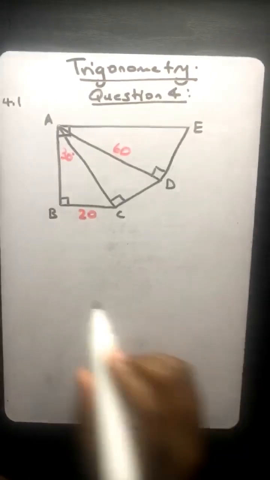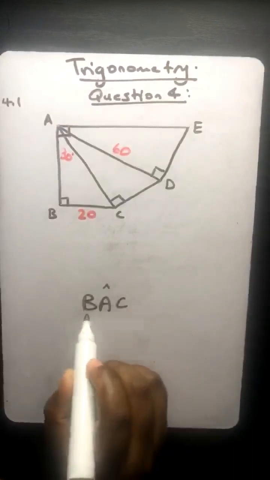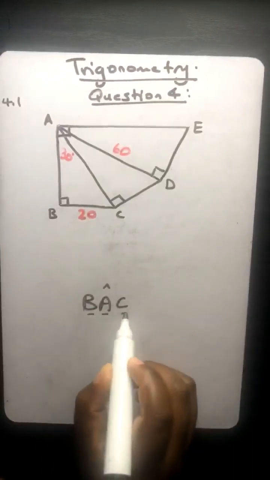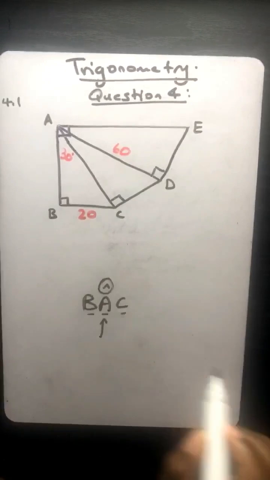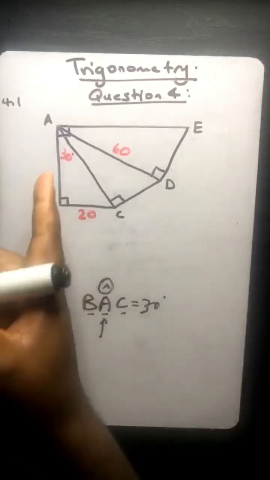So let's see. They continue to say, and B in triangle BAC. That's how you call this thing. In triangle BAC, angle A, because of that, it is the one which they say is 30 degrees, which is that one there.